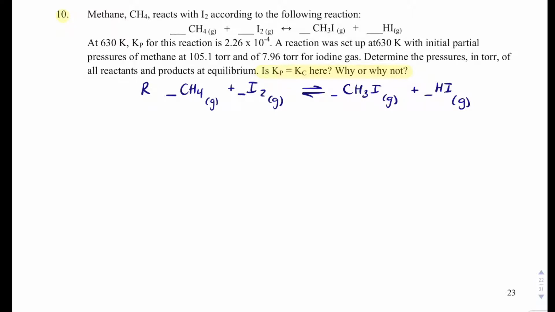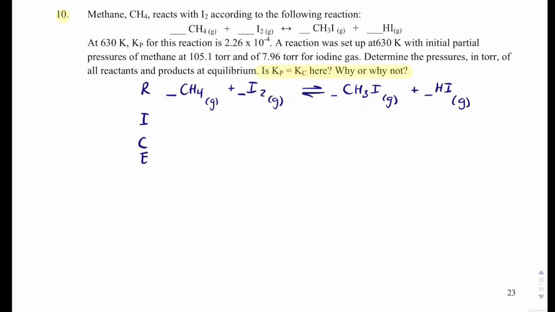And so I have two gas moles on the left side, and that actually equals the two gas moles on the right side. So if I answered this question on a test, the answer would be yes. For this reaction, Kp is equal to Kc. And the reason why is that we have the same number of gas moles, specifically gas moles, on each side of the reaction. Now I'm going to try to fill out my RICE chart.